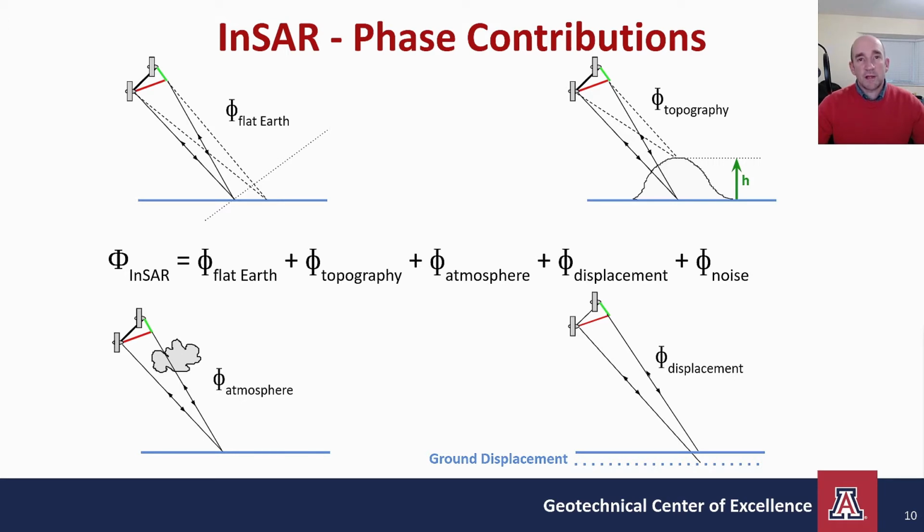Finally, in the bottom right, we have displacement. This is a straightforward increase in one of the path lengths because the ground got a little further away. Always remember that we're not differencing the entire path, just the leftover fractional wave that the satellite records.